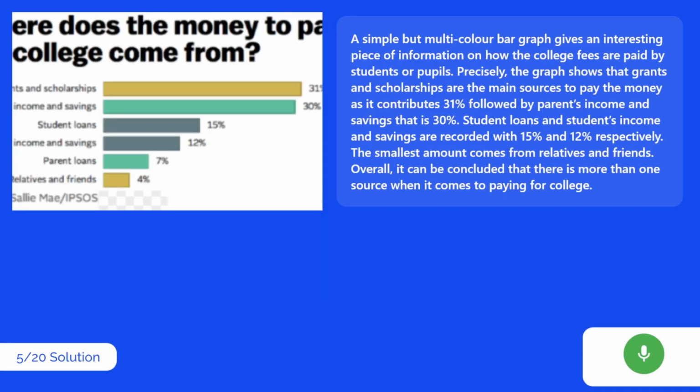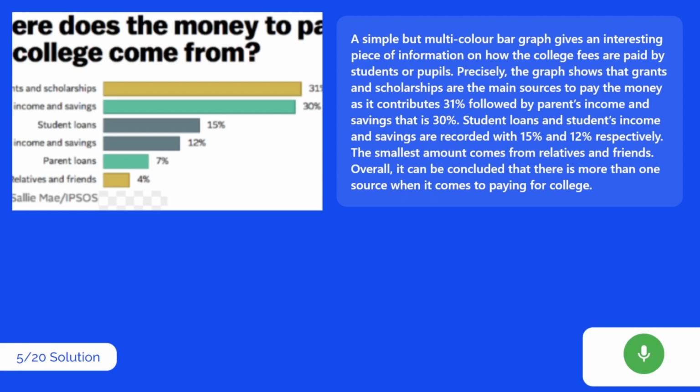A simple but multicolor bar graph gives an interesting piece of information on how the college fees are paid by students or pupils. Precisely, the graph shows that grants and scholarships are the main sources to pay the money, as it contributes 31%, followed by parents' income and savings, that is 30%.